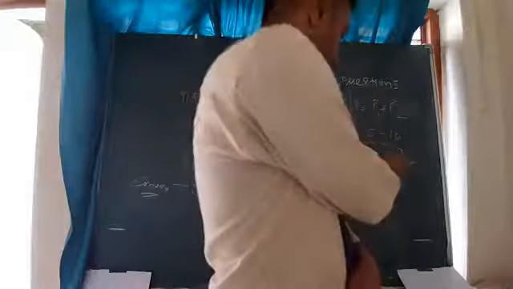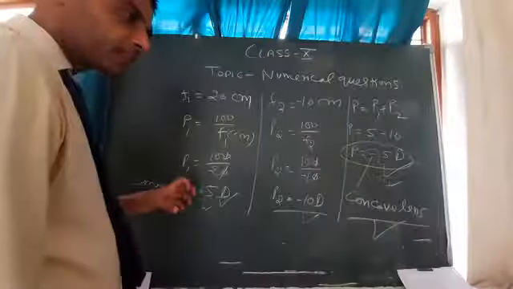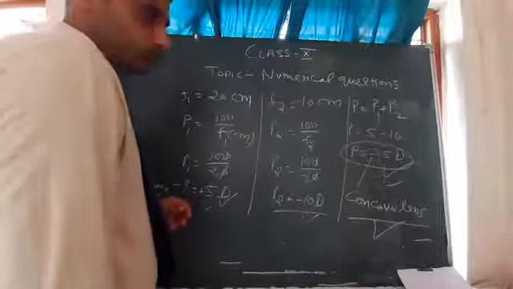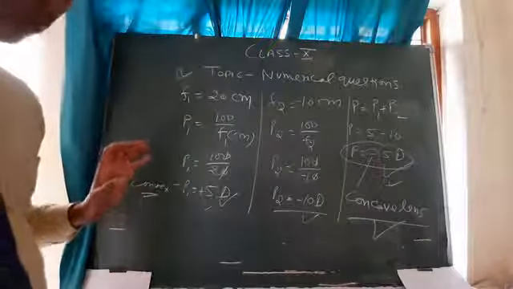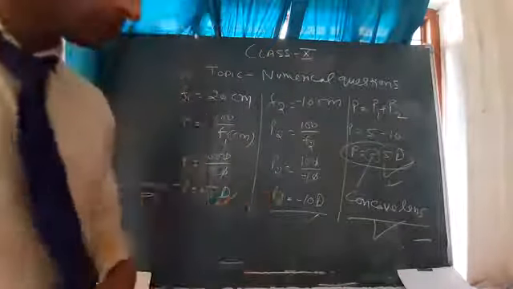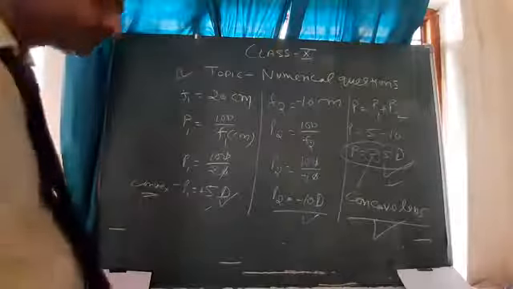And what is the meaning of this negative sign? This negative sign means this combination behaves as a concave lens, and the power is 5 diopter in magnitude. So I hope you understand this numerical. Now I am going to take another numerical based on this concept. Okay, so you can take a screenshot or you can note this numerical and its solution.